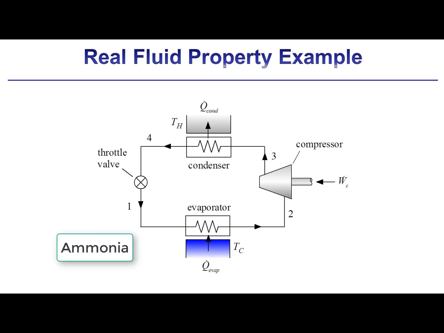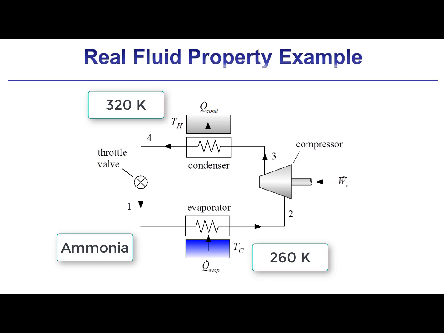The working fluid in this cycle is ammonia, and it changes state as it circulates through a compressor, a condenser, a throttling valve, and an evaporator. The cycle is providing refrigeration to a low temperature reservoir at Tc equals 260 Kelvin, and it rejects heat here in the condenser to a high temperature reservoir at Th equals 320 Kelvin.